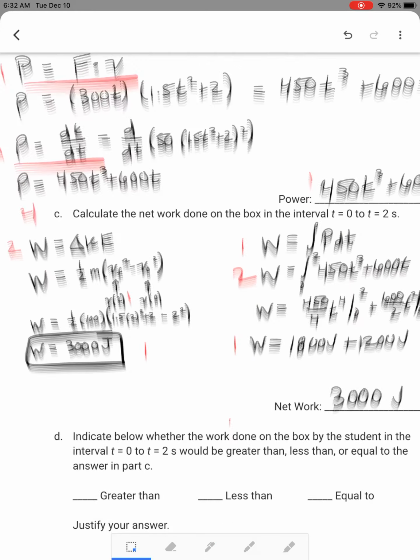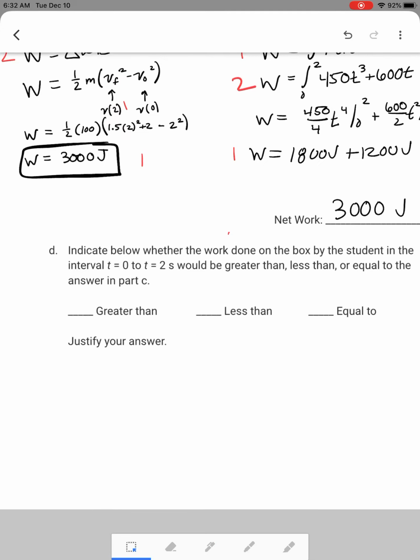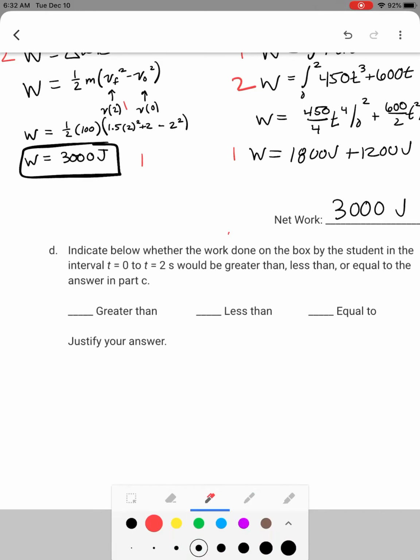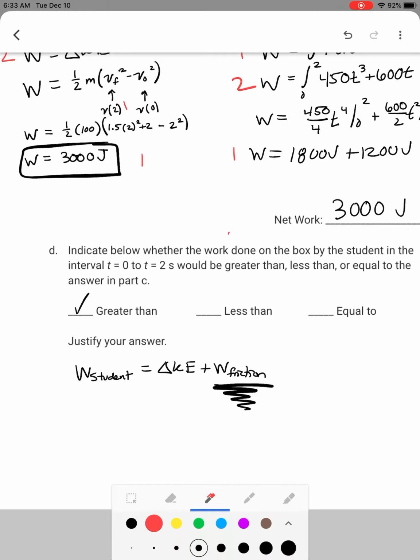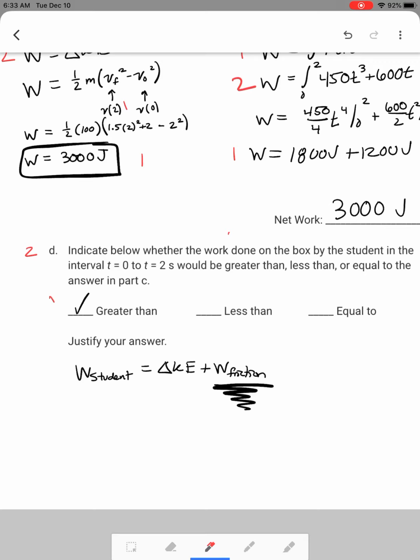All right. Finally, part D, we would want to select greater than here, and the rationale for that. The work done by the student is equal to the change of kinetic energy plus the work done by friction. All right. So the student has to perform work against this friction force, and that's why it's going to be greater than. And on this one, we had 2 points total, 1 point for that answer, and then 1 point for the correct justification.